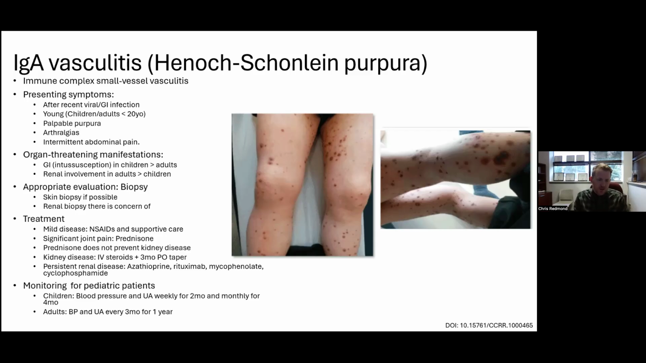Sorry, I forgot. The renal biopsy too, if there's concerns for renal involvement as well. So, hematuria, AKI, things like that.